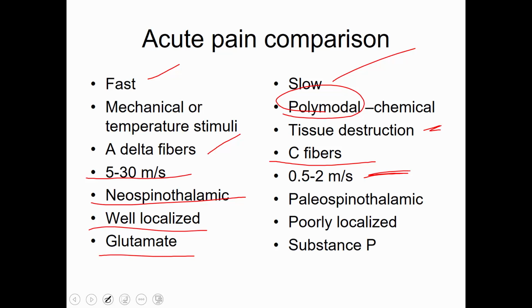This is older in terms of evolution. We share this pathway with our animal friends. So it's the paleospinothalamic, the old spinothalamic. It's harder to localize. You know it hurts, but you're not exactly sure where. And substance P is the neurotransmitter in the spinal cord.